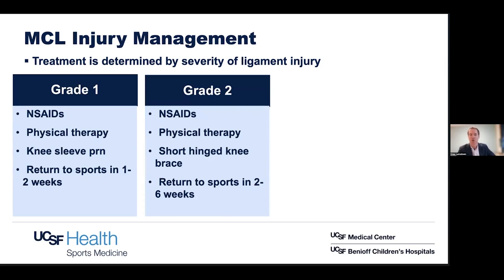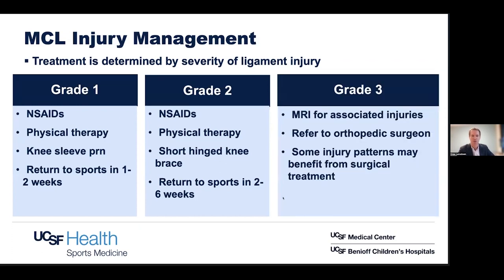For a grade two injury, a little higher degree sprain, same initial management, but add a brace. So if you feel like that MCL is opening at 30 degrees, they should be in a brace. And then this can still be treated non-surgically, return to sports in a month and a half. And then grade three, I would make these patients non-weight bearing, get them in a brace, and then get them to an orthopedic surgeon. Some of these can still be treated successfully non-surgically, but definitely more concerning for associated injury and need for that potential intervention.